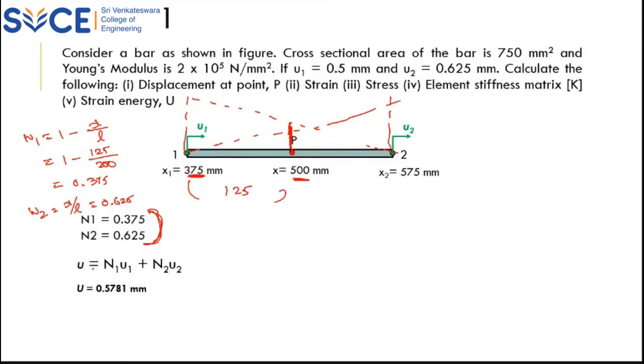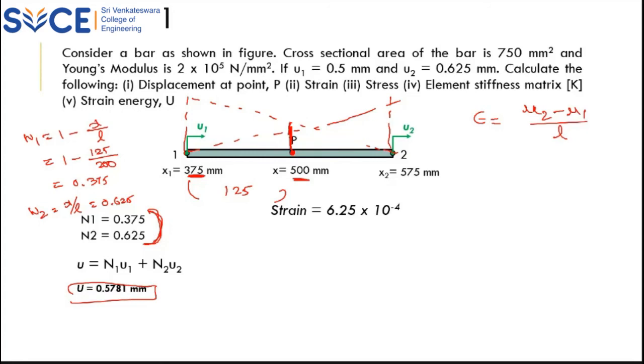So now you substitute u is equal to n1 u1 plus n2 u2. Substitute, you will get the value, right? Which is 0.5781. So you have the displacement at point P. Okay. Now strain. How to identify strain? You know the formula.